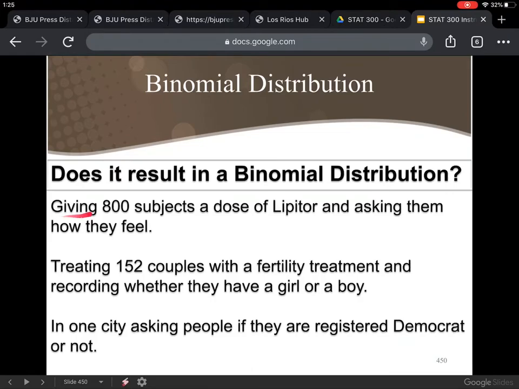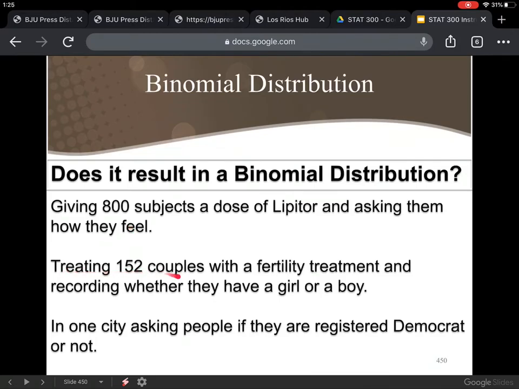So some more examples. The first one says, give 800 subjects a dose of Lipitor and ask them how they feel. If this is not a binomial distribution, which one does it violate? F, finite amount, yes, it's good. Independent, yes, they're independent trials. S, is the probability of a success on every single trial the same? Yes, they're given the same amount of dosage. That's assumed. The T, are there only two outcomes? Well, no. How they feel: I feel bad, I feel sad, I feel happy. There are a lot of different outcomes that they can report back. That breaks apart this example, and therefore this is not a binomial distribution.